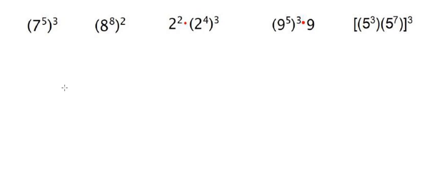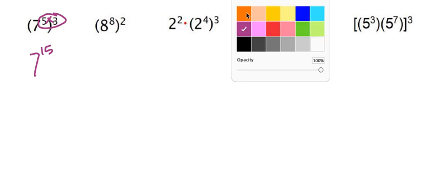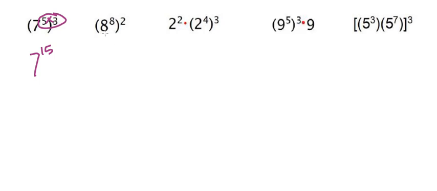All right. So what we're going to do here is we've got 7 to the power of 5 times 3. So when I put that together, that is going to be 7 to the power of 15. So 5 times 3 is 15, so that's 7 to the power of 15. In the next question here, we have 8 to the power of 8 times 2, because again, I just have a base raised to an exponent, so that is going to be 8 to the power of 16.